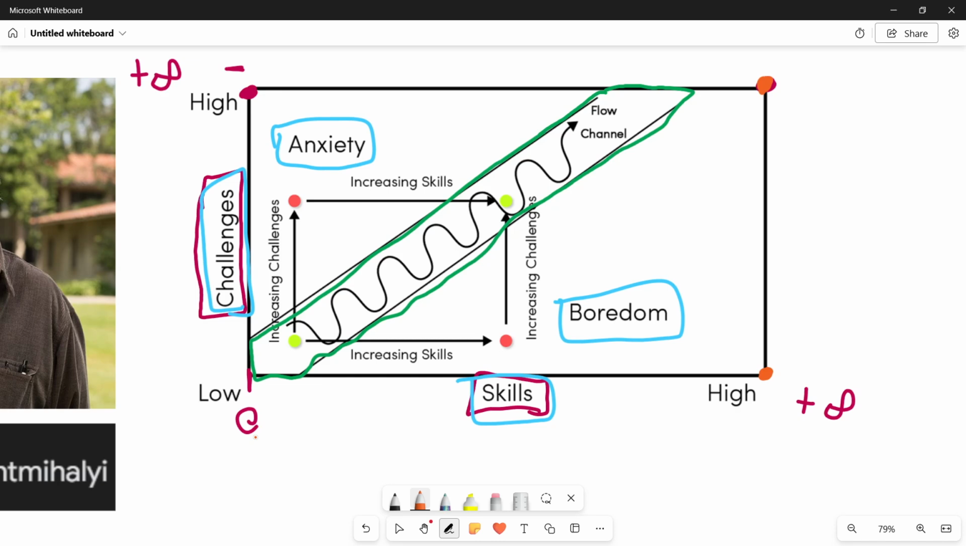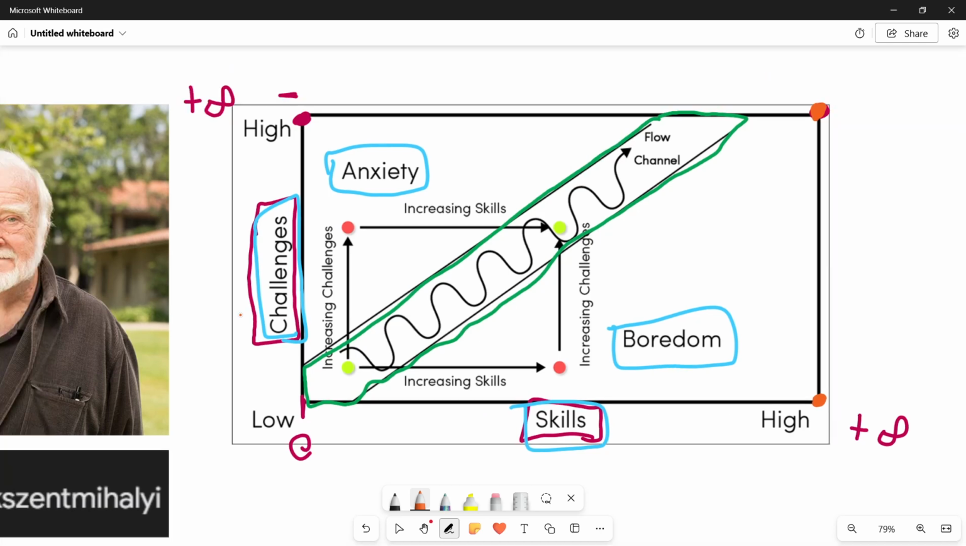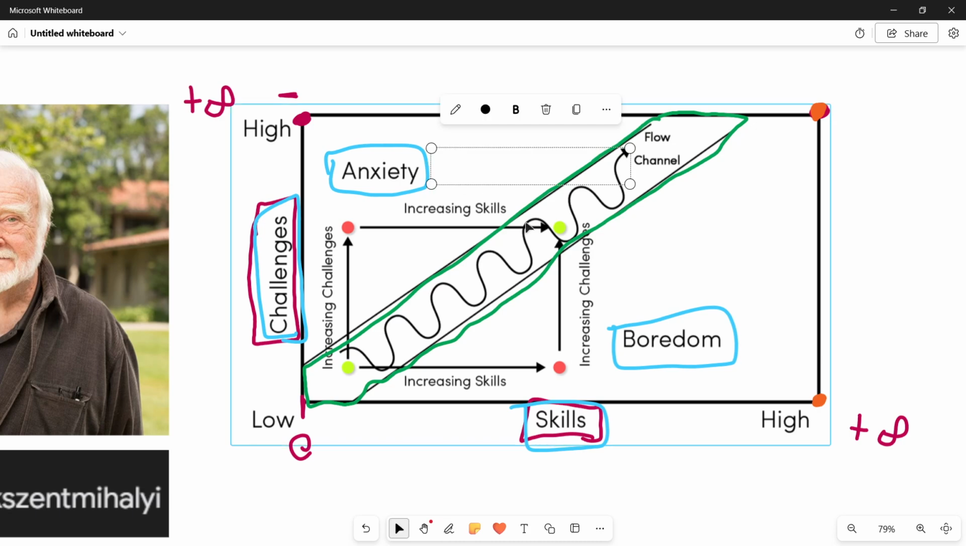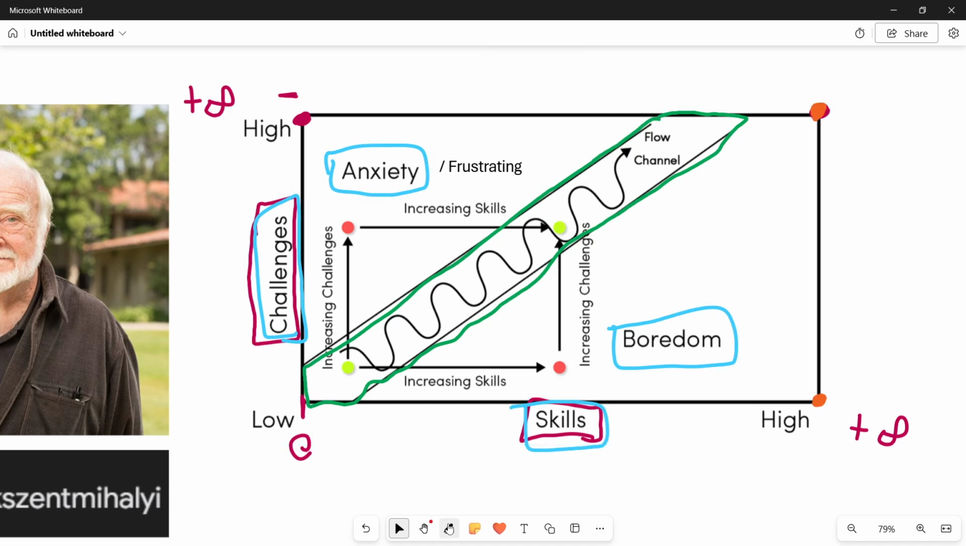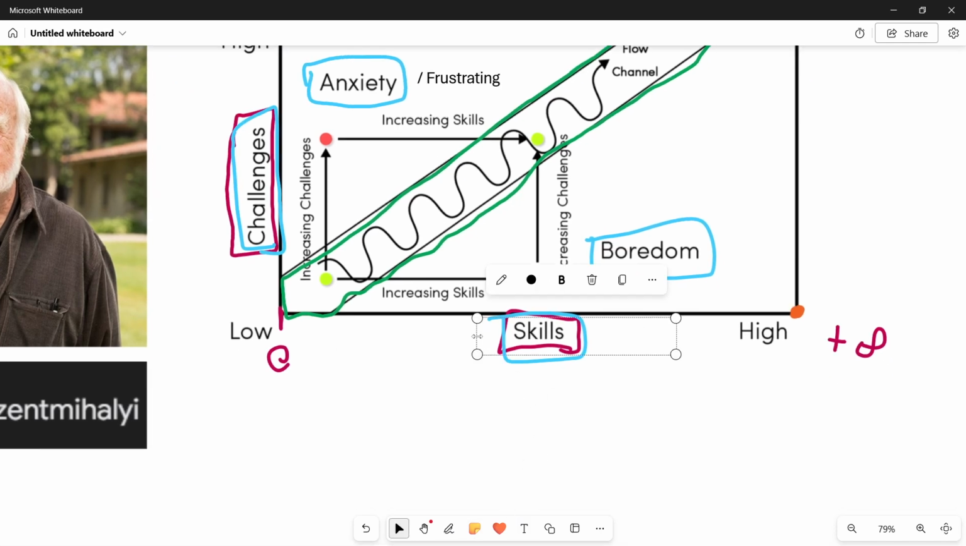Now let's say that the challenge is very high and the player skill is super low. What's going to happen is that the player is going to feel anxiety, or I will put here, because anxiety does not feel quite correct, another word that is usually used: frustrating, for this context that we're using it for game development. That is a way more accurate word. And also here in skills, this is player skills, to be even clearer.